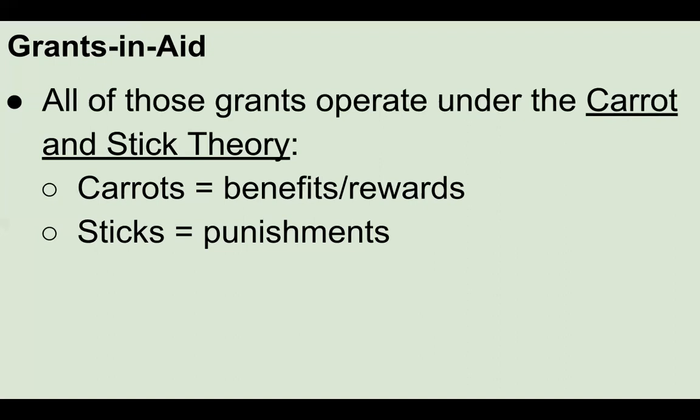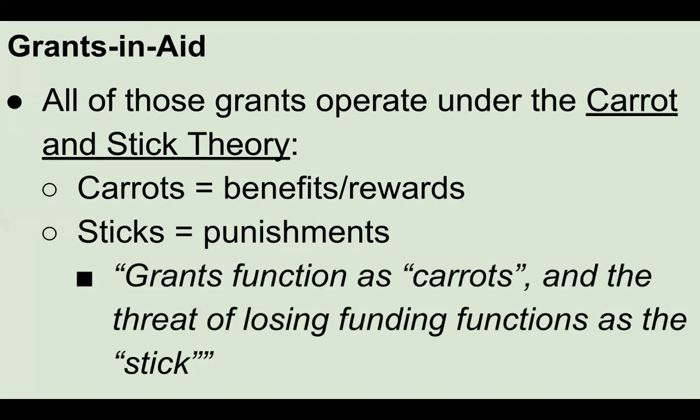So the carrot is a metaphor for a benefit or a reward for doing something good. And the stick is bad. It's a punishment. So think of a sharp stick that you would get poked with or something if you don't do what you're supposed to do. So carrots are good, sticks are bad, and your definition is essentially grants, because we're talking about grants and aid, and a grant, for the record, is a chunk of money given to you by the government. So grants function as carrots.